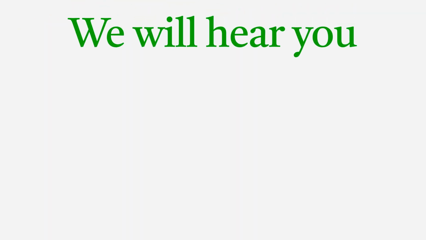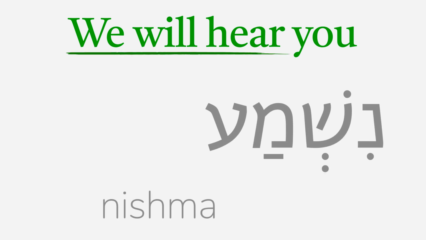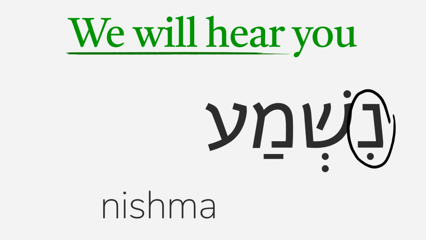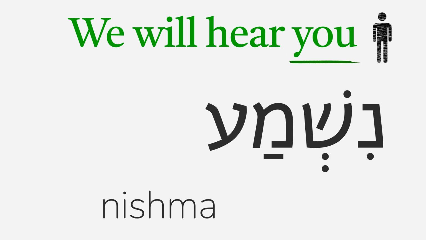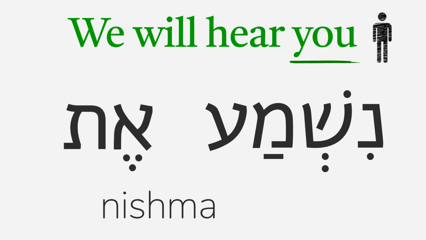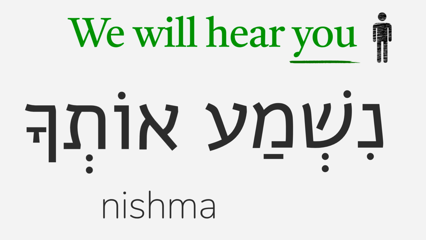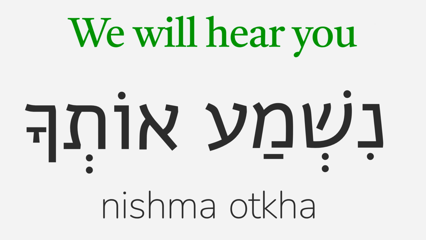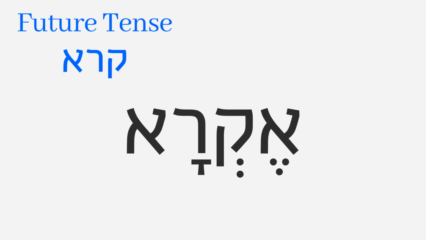Let's say we will hear you. We will hear is nishma, with the ni prefix. Let's say the you is masculine singular. Since you is the definite direct object of the verb nishma, in Hebrew, it will be the preposition et with the masculine singular you suffix cha. When the cha suffix is added, et's vowel changes to o. So you in this sentence is otcha. Nishma otcha. We will hear you.